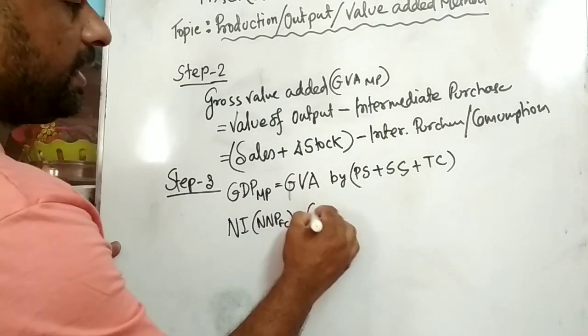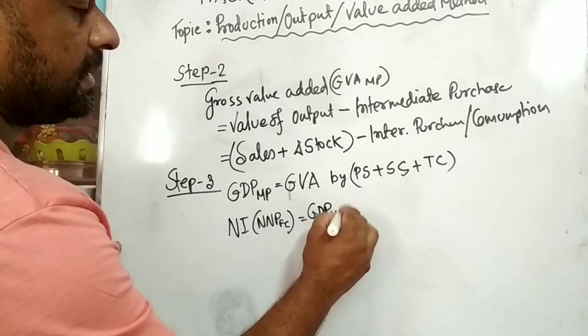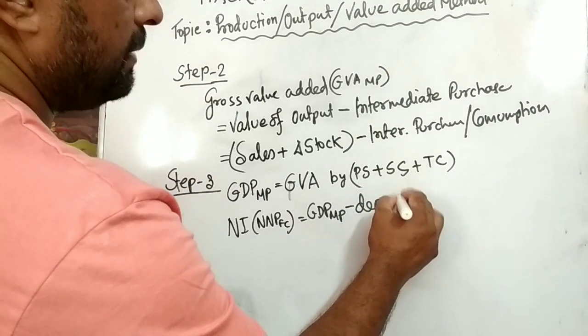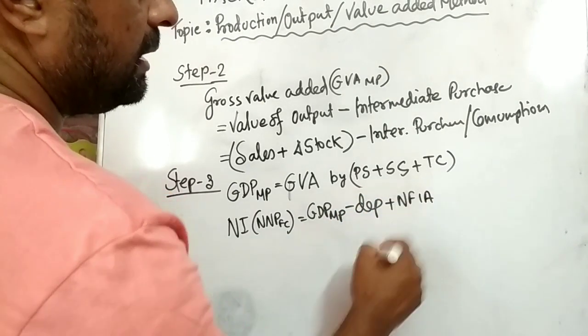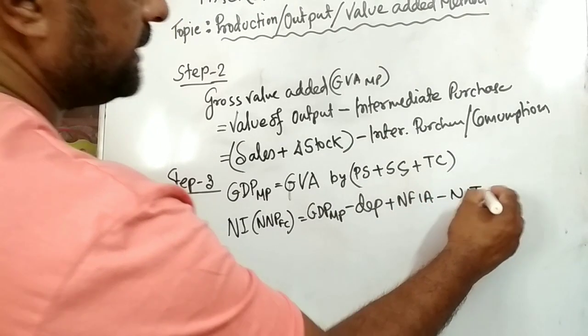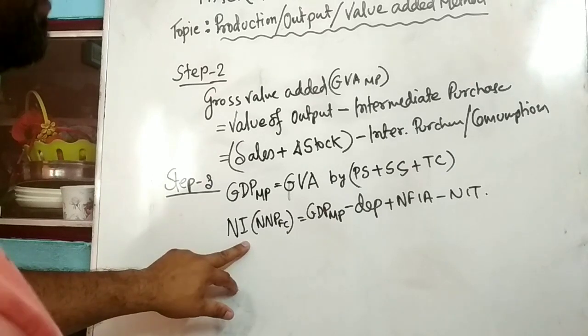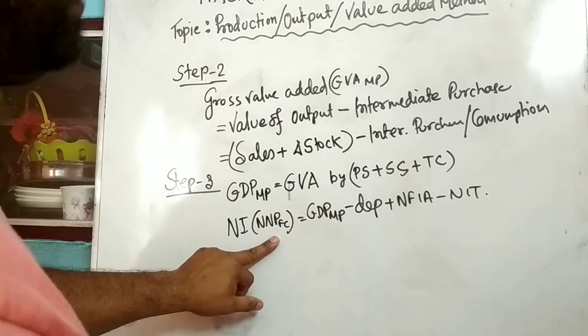Same way, we have to convert GDP at market price to national income: gross minus depreciation gives net, domestic plus NFI gives national, and market price minus net indirect tax gives factor cost. Okay, so finish. So this is the process of how to calculate national income by the production method.